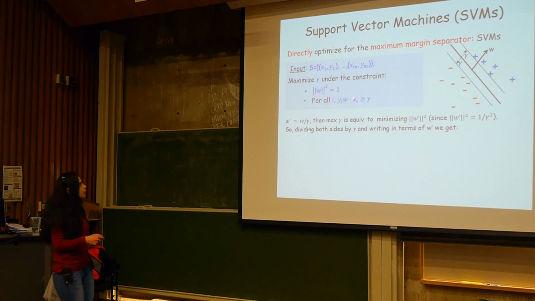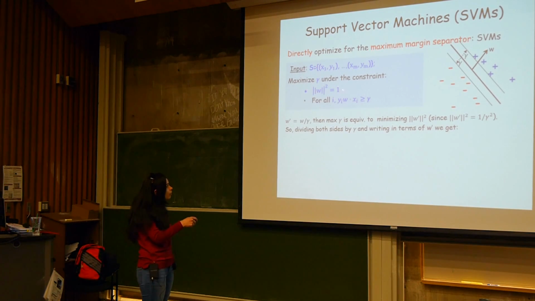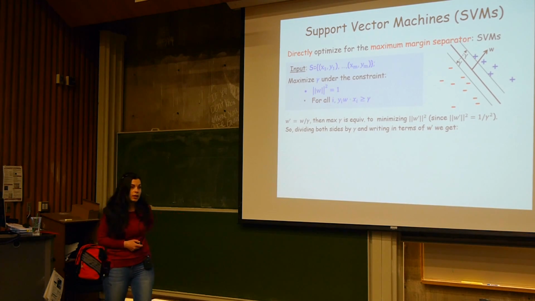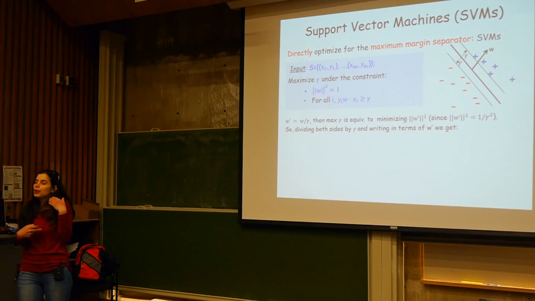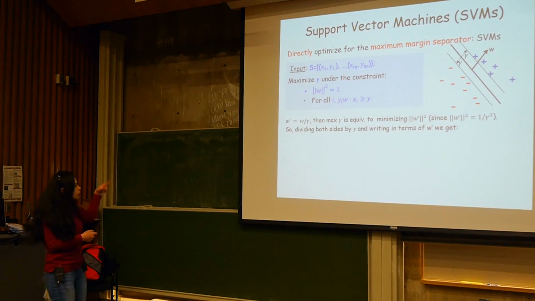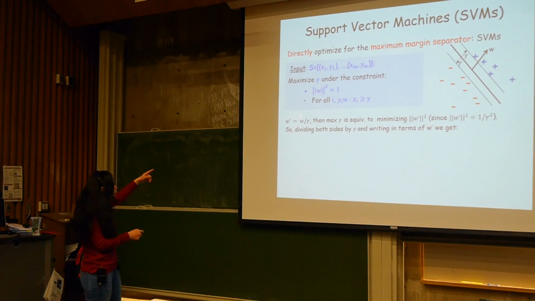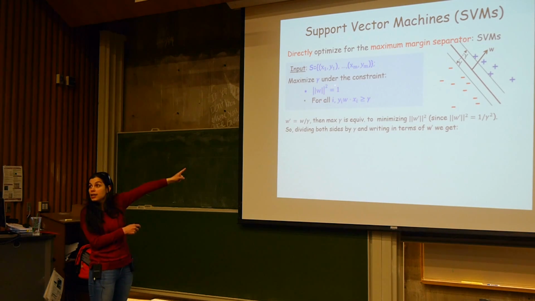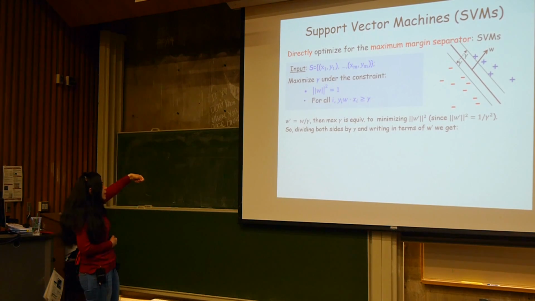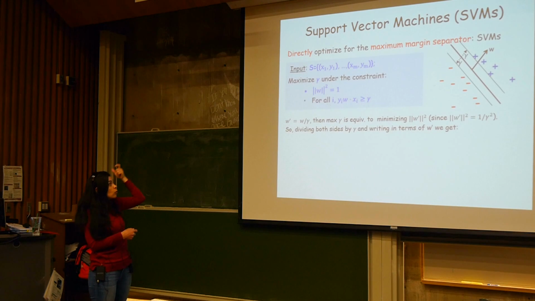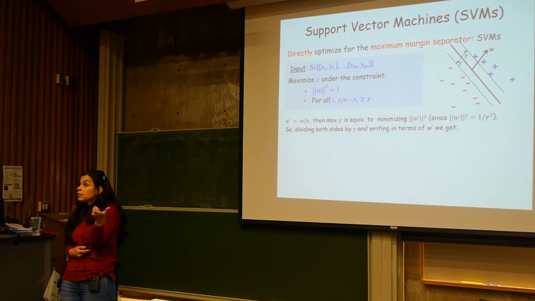So this is the original problem, where I want to find the separator of unit length that maximizes the margin, where the margin is specified by this constraint over here. Now, it turns out that if I define a new normal vector W prime, which is simply W over gamma, then because the length of W is 1, the length of W prime squared is exactly 1 over gamma squared. And so maximizing the margin gamma is equivalent to minimizing the norm of W prime.